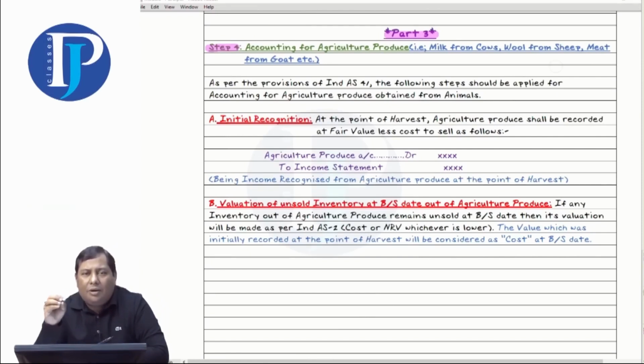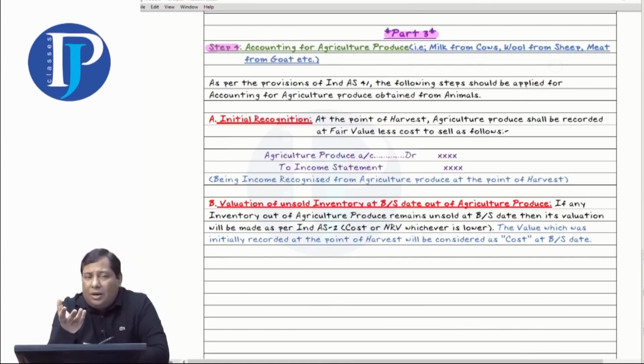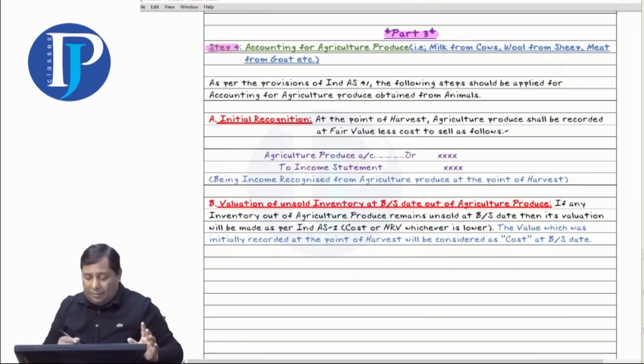Agricultural produce is debited to P&L. Let's say a cow gives you milk. You will pass the entry as milk account debit to P&L. The amount of produce you get is your income. All that is your income because whatever agricultural produce you get, it will all be sold in the market, whether it's milk, eggs or wool. So at the point of harvest, all the agricultural produce you receive, you have to enter all of that at fair value less cost to sell in the P&L.